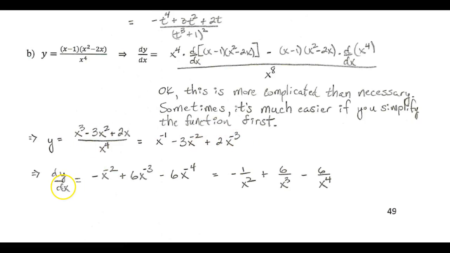Now I take the derivative of that by just using the power rule 3 times. So minus 1 times x to the minus 1 is minus 2. Minus 2 times minus 3 is positive 6 times x to the minus 2 minus 1 is minus 3. Minus 3 times 2 is negative 6 times x to the minus 3 minus 1 is minus 4. And then if I don't like the negative exponents anymore, I can rewrite this as minus 1 over x squared plus 6 over x cubed minus 6 over x to the 4th.